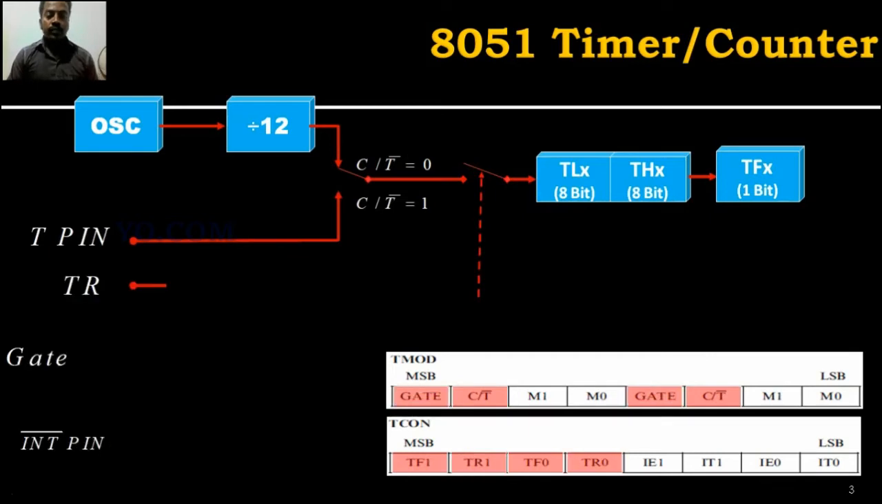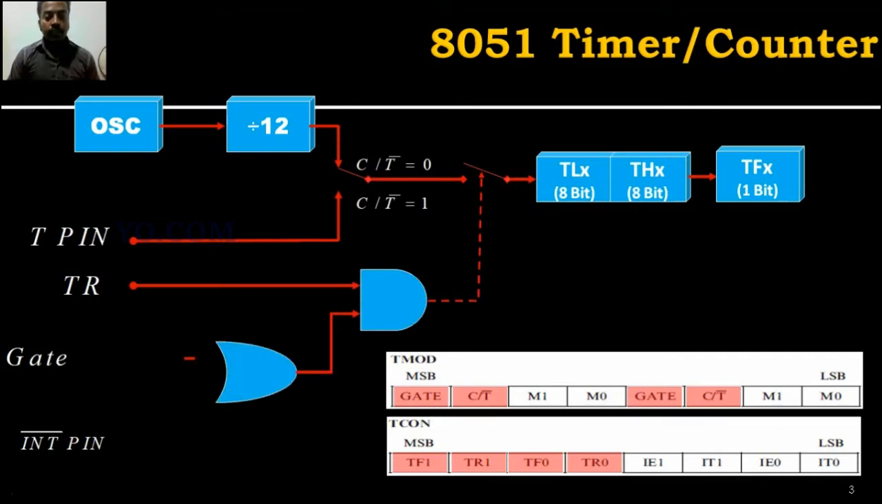If it is 1, then it acts as a counter. The counter needs a different signal, since we can connect external clock signals. The T pin is connected with the switch, and it is controlled by this AND gate. The AND gate inputs are an OR gate and TR. TR is the timer run, a single bit controlled by the program, so we can run the timer by using the TR bit. Then after that, the gate pulses.